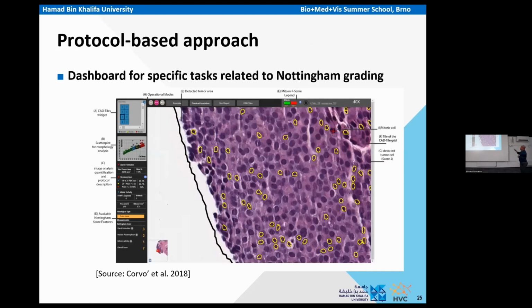They increased and enriched this kind of approach by creating a protocol-based approach. So they replicated the tasks that are included in the protocol for breast cancer to create a specific dashboard in which they added various models and integrated computer-aided diagnosis systems, in a way to provide a more comprehensive toolkit for performing automatic diagnosis.